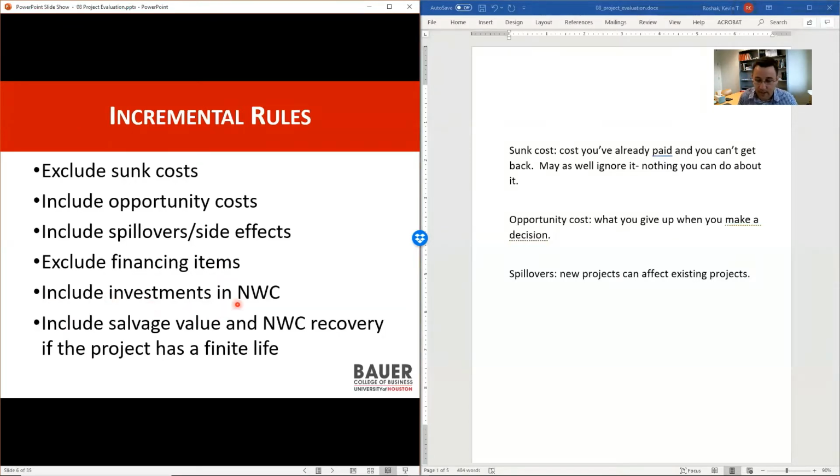Likewise, we're going to include that change in net working capital as always. Likewise, we're going to include salvage value and net working capital recovery when the project has a finite life. We were doing this before, but these issues are going to become more important when we think about individual projects, simply because individual projects are more likely to have a finite life than an entire company. So we'll review this bullet point a little bit more.